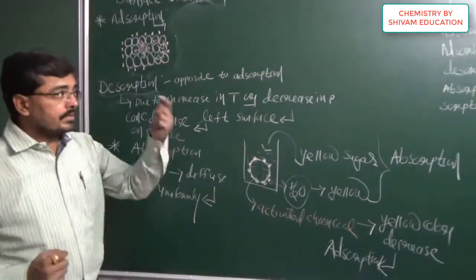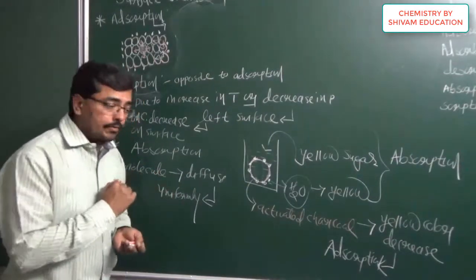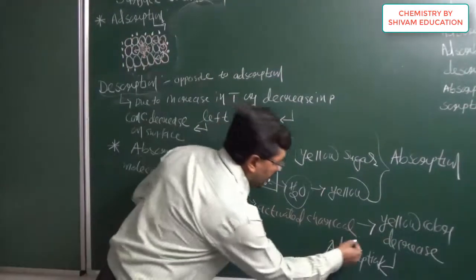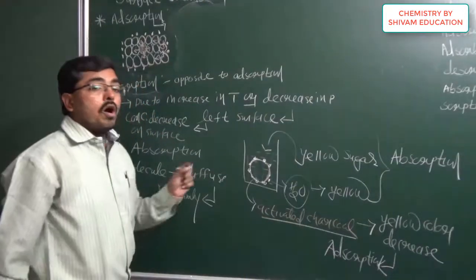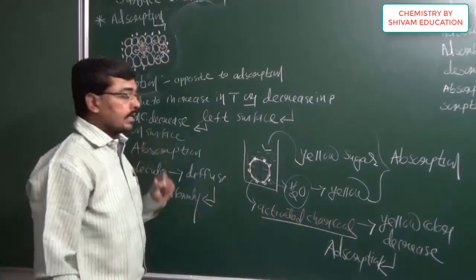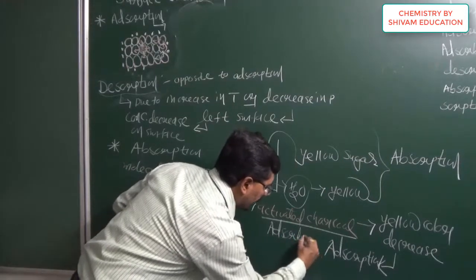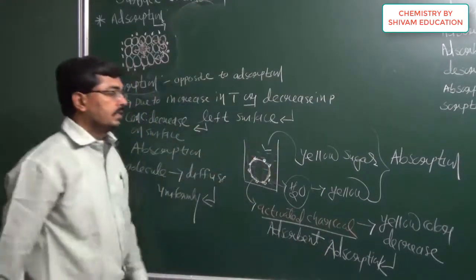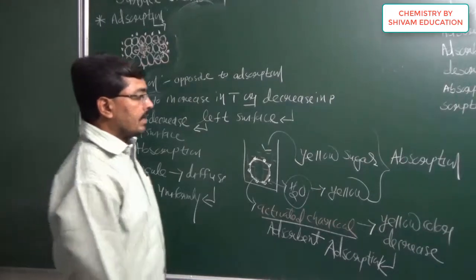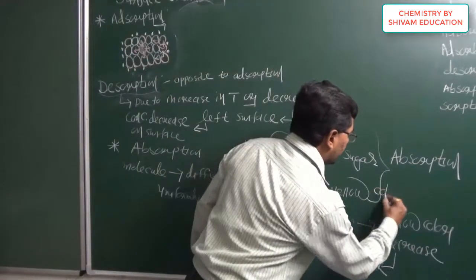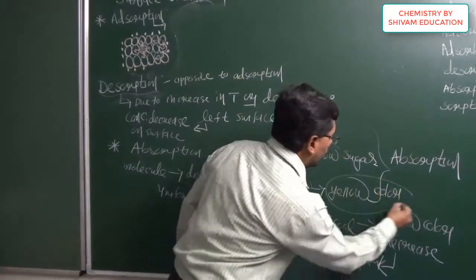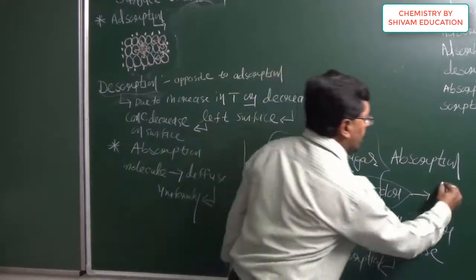Now two words which we already studied, once again I would like to repeat. Here this activated charcoal on which adsorption occurs is known as the adsorbent. It is known as the adsorbent. While this yellow color dye, or molecule of yellow color dye, is known as the adsorbate.